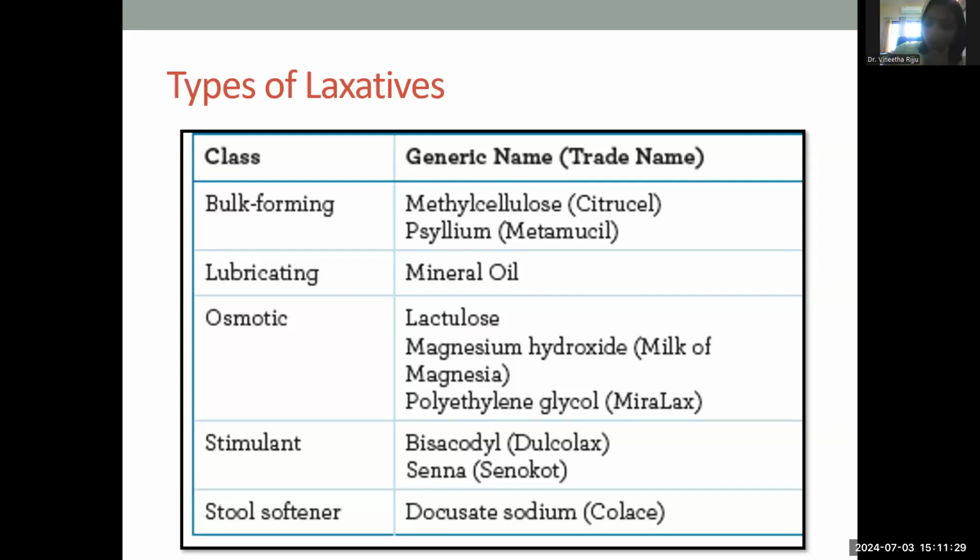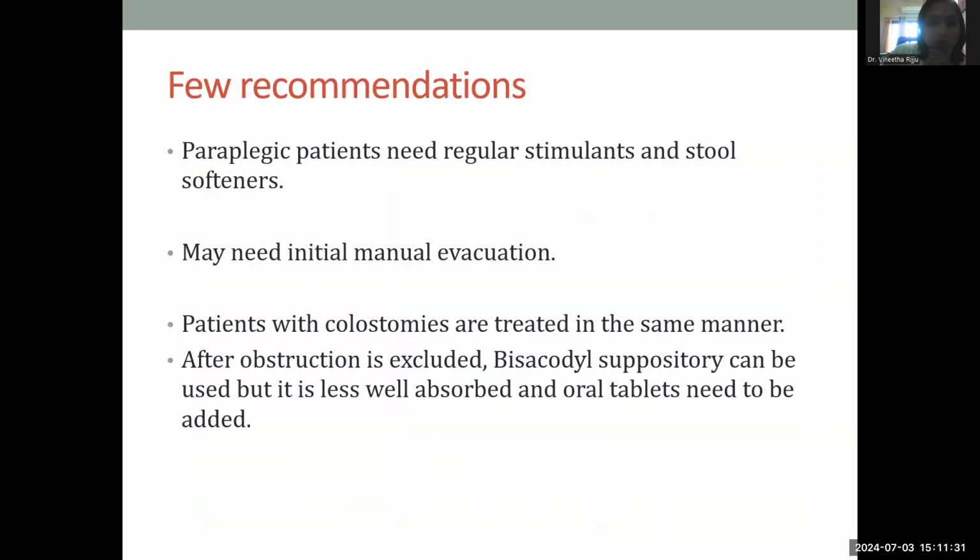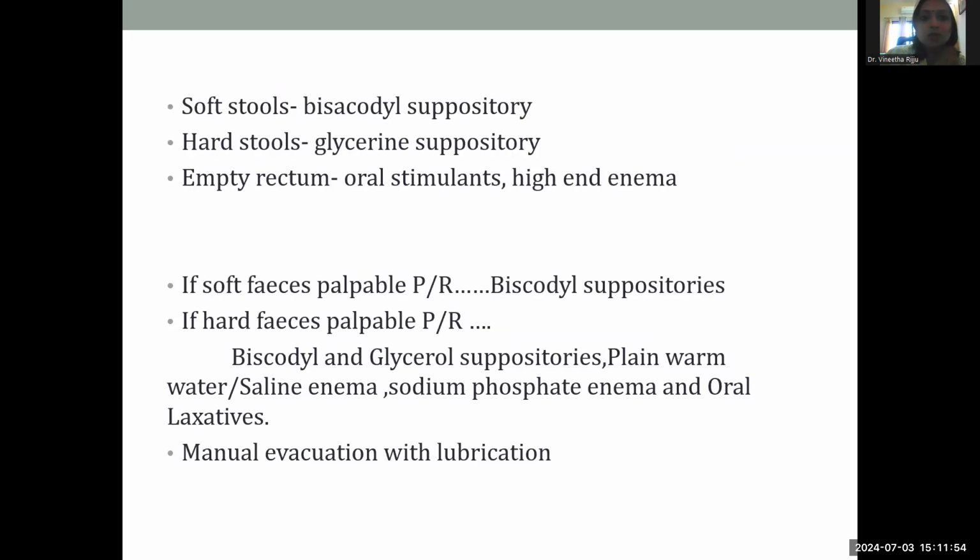Yes. So also, paraplegic patients need regular stimulants and stool softeners. They also may need initial manual evacuation. Patients with colostomies are treated in the same manner. Okay. Patients with colostomies can also have constipation. They also may need digital evacuation. And also, suppositories can be given to such patients. So if it is soft stools, you can go for bisacodyl. If it's hard stools, you can go for glycerin suppository.